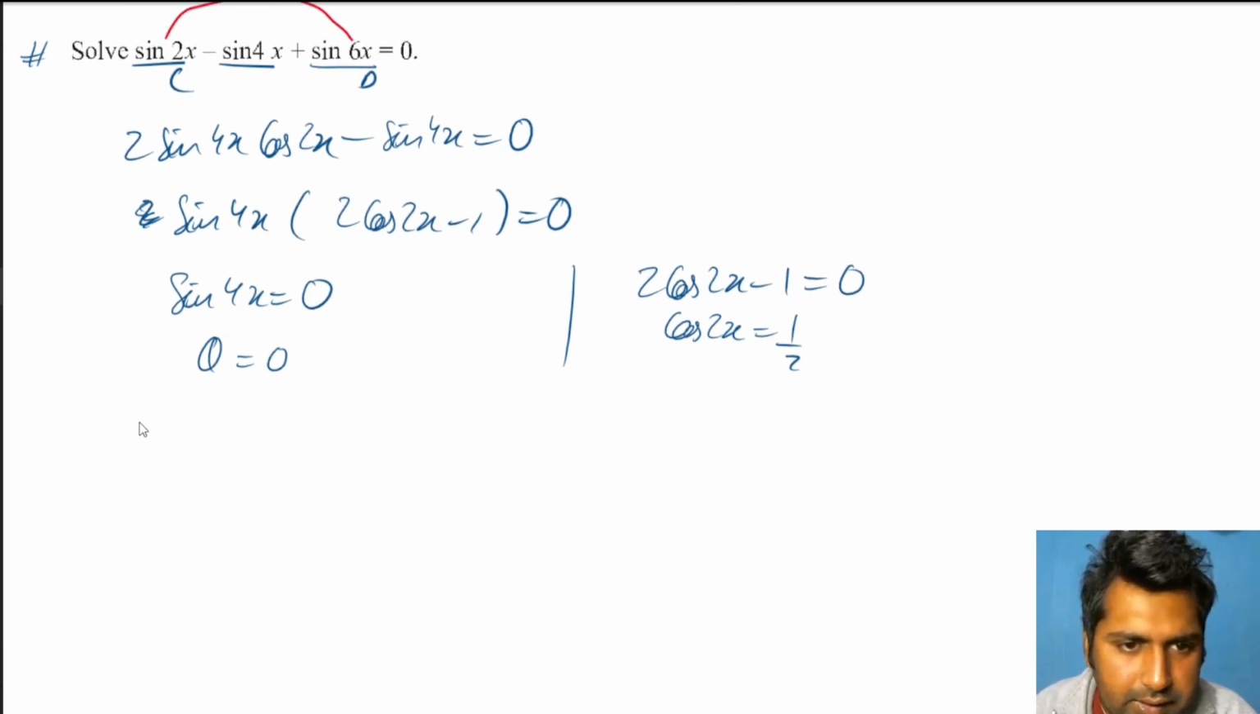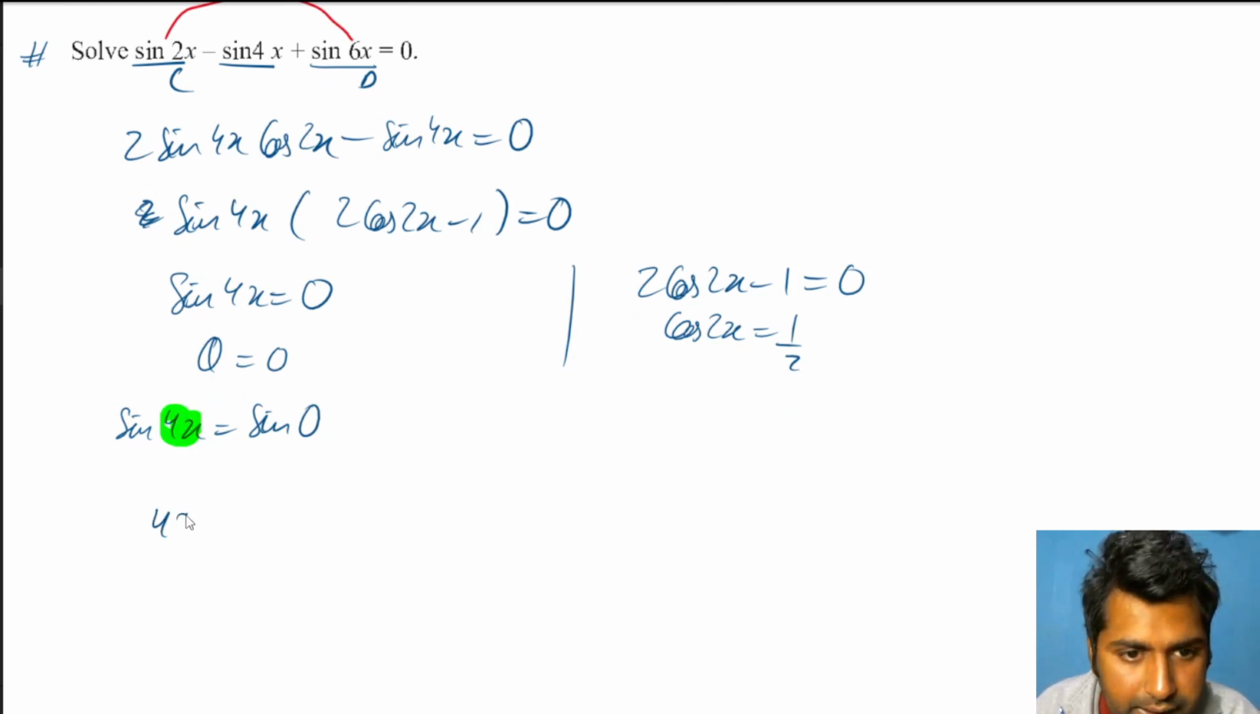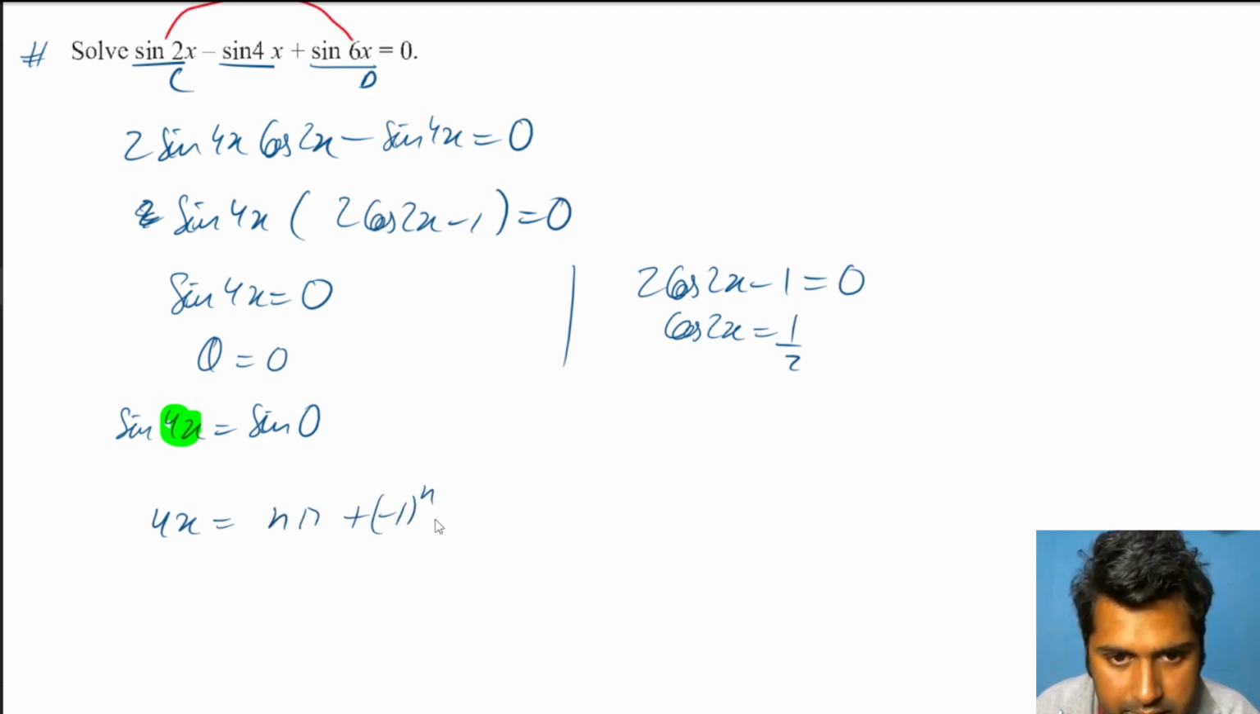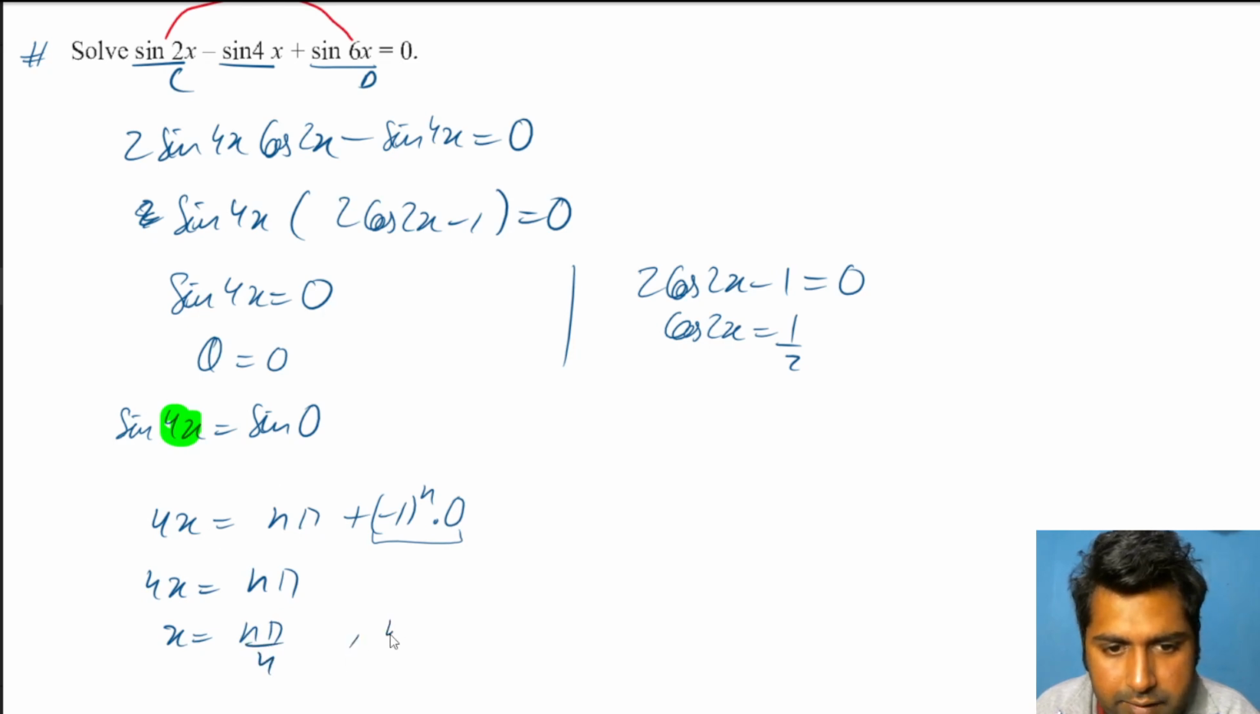So I'll say sine 4x is equal to sine 0. Since we are solving not for x this time but for 4x, I'll say 4x is equal to n pi plus minus 1 raised to power n into theta, where theta is 0. Anything into 0 is 0. So basically 4x is equal to n pi. Remember that x is not n pi; 4x is, since we are solving for 4x. So x is equal to n pi by 4, and n belongs to integers.